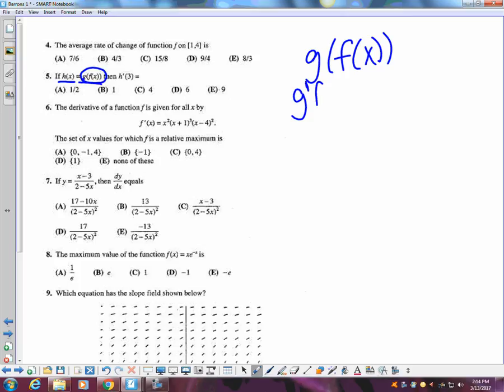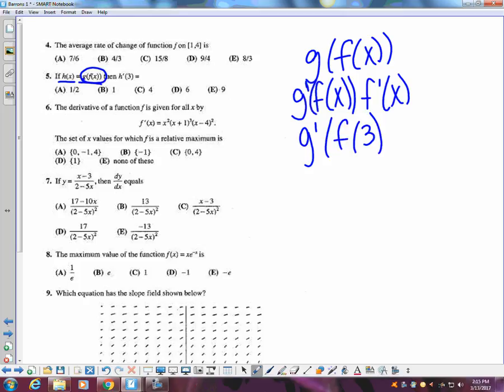Derivative of the outside. Take the derivative of the outside and times it by the derivative of the inside. Do you see what I'm like this? It's very theoretical. It's not like you know what the function is. Everybody okay with what we've just done? Now, at where? Okay, so now watch. g prime of f of 3 times f prime of 3.